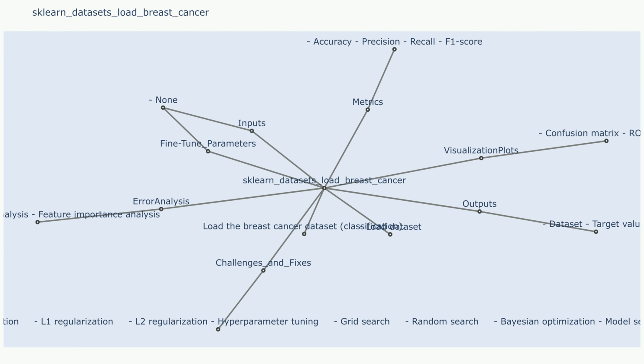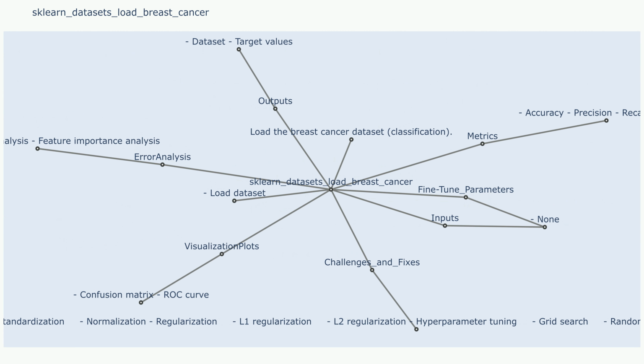Frame, a pandas data frame containing the data, target, and other information. DESCR, a string describing the dataset. Feature names, a list of length 30 containing the names of the features. Target names, a list of length 2 containing the names of the target classes. File name, the path to the CSV file containing the data.